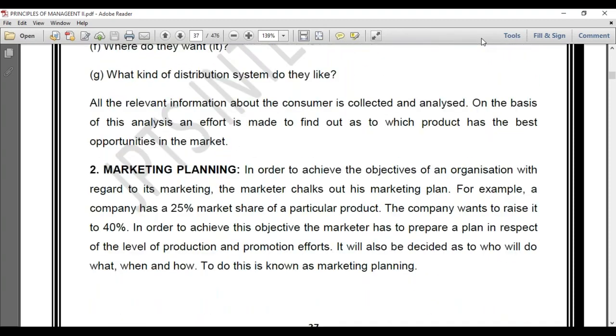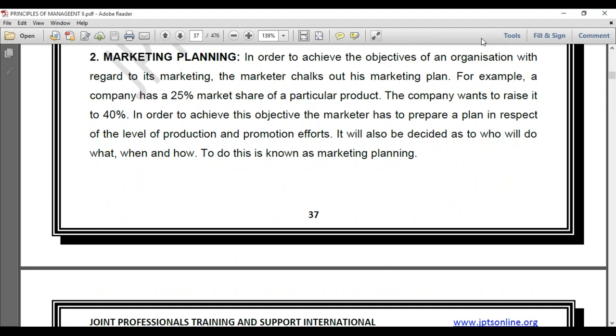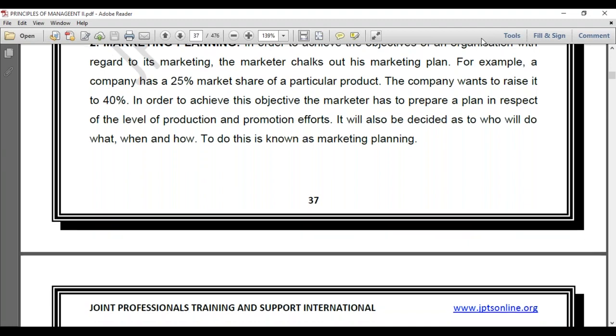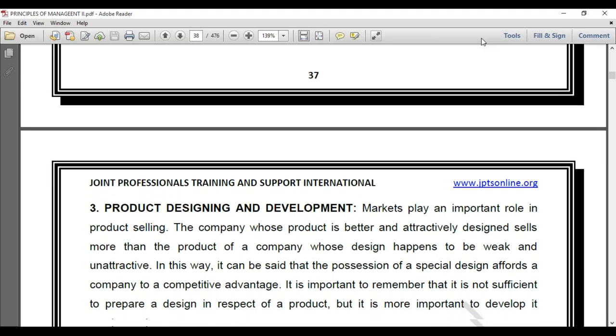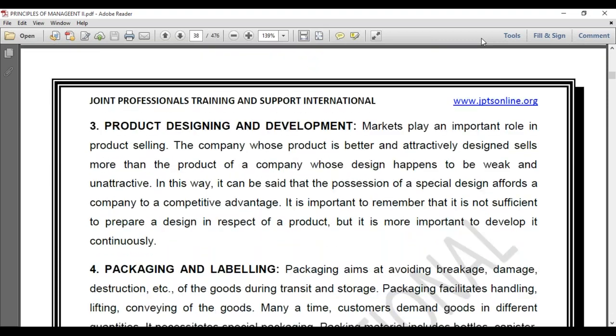We also have marketing planning. Under marketing planning, you map out objectives of the organization regarding its marketing and how to make it in the course of meeting your customers. We also have another one, product designing and development. How do you design these products? How do you develop the product so that it will look attractive before your customers?